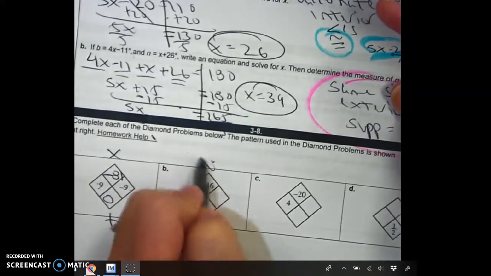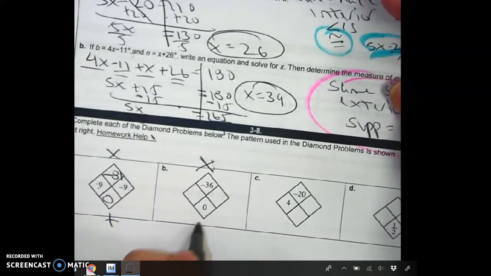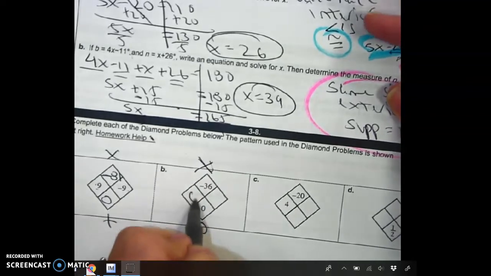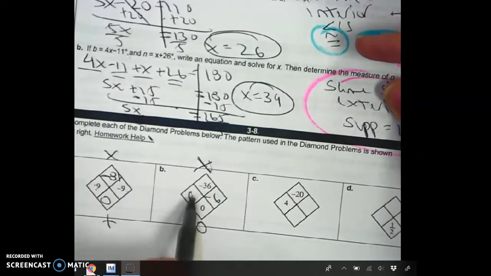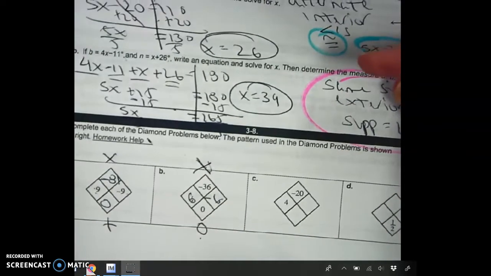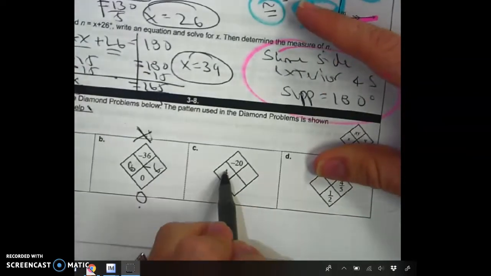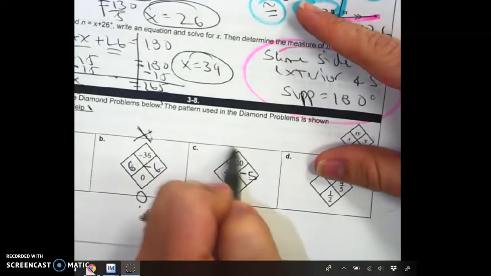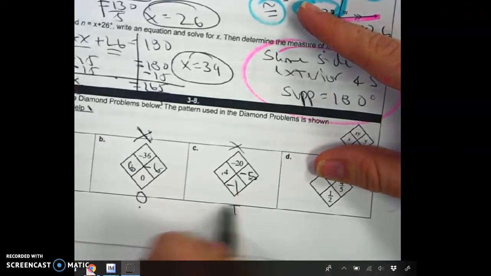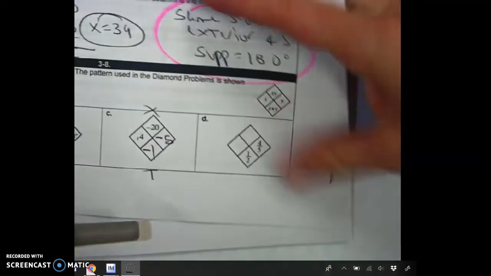This time I have to find two numbers that multiply to get 36 and add to get 0. One's positive, one's negative, because 6 times 6 is 36 and 6 minus 6 is 0. This time I have to go 4 times what number gives me 20. And that's my multiplier. And now when I add them, I get negative 1. All right. This one's a doozy.